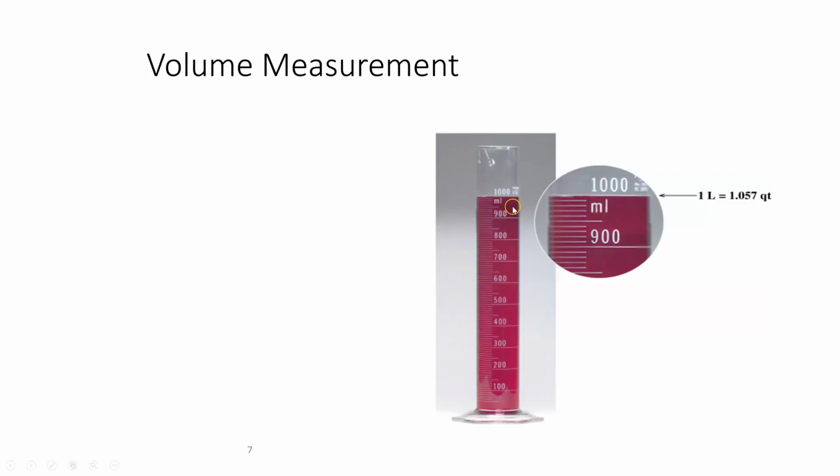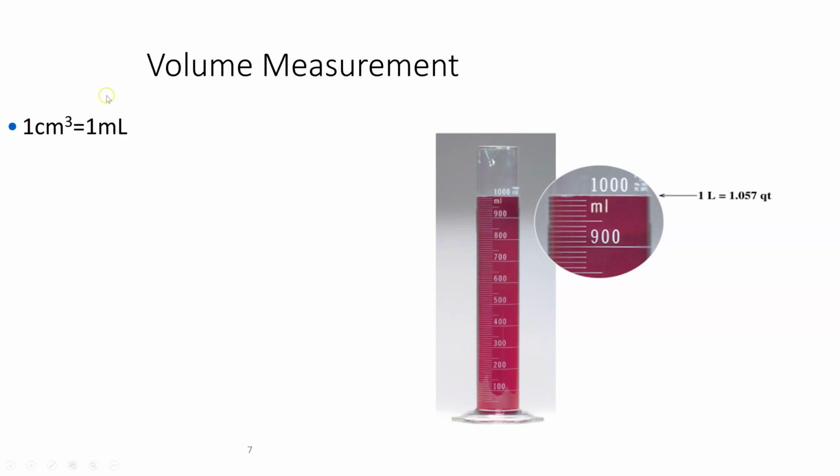For volume measurements, we're going to use the graduated cylinder. So how do we use the graduated cylinder? We look to see where the meniscus is. Here it's really hard to tell. It's usually like a little valley-looking thing on the graduated cylinder. You can't really see it in this situation. But this is 1,000 milliliters or 1 liter.